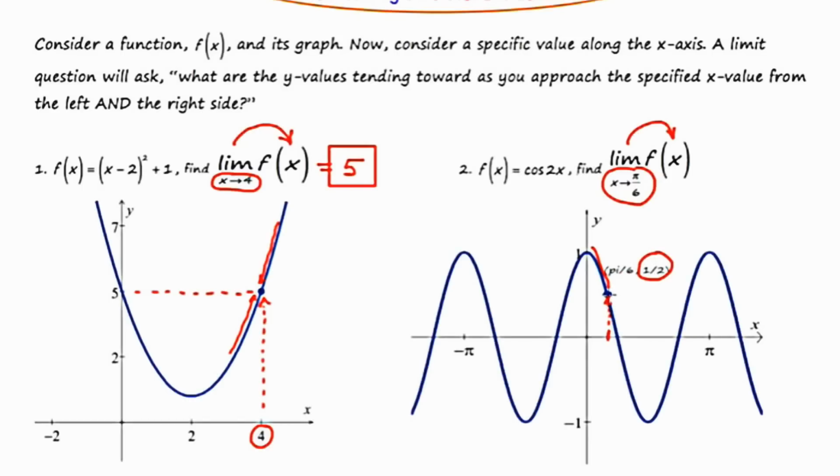But I'm not done yet because I also have to approach from the right-hand side to make sure it's going to the same place. So I jump out, and now I start reapproaching that same arrowhead, but this time from the right. And it looks like it's also going to 1/2. So the answer to this limit question is 1/2.